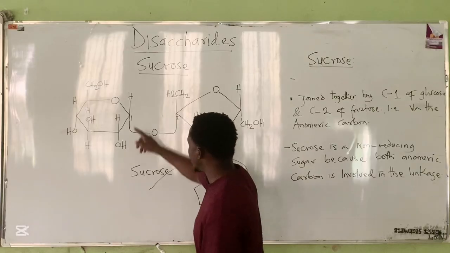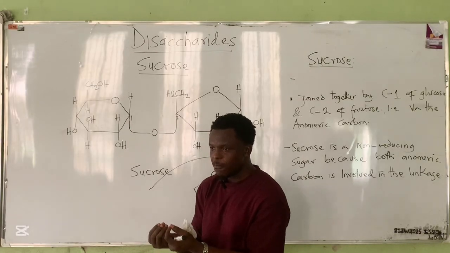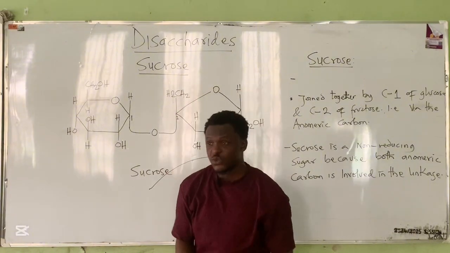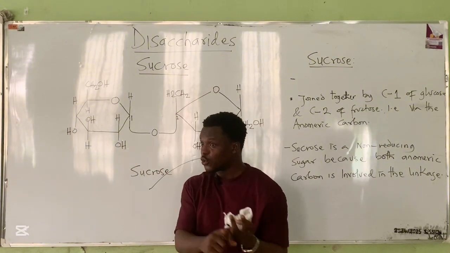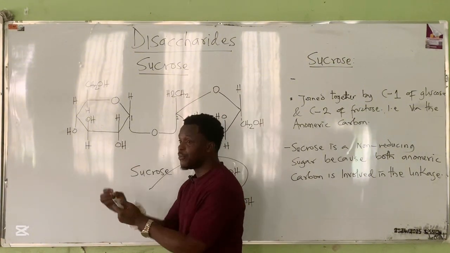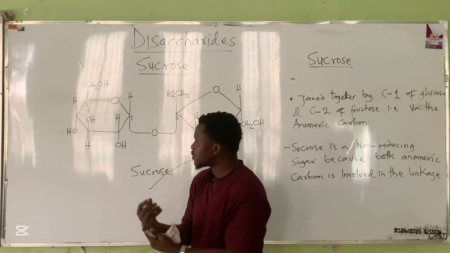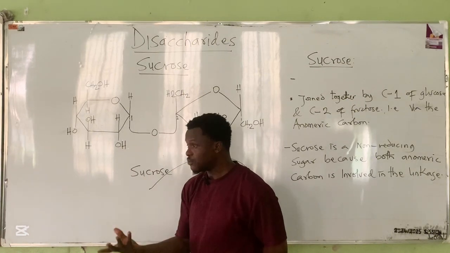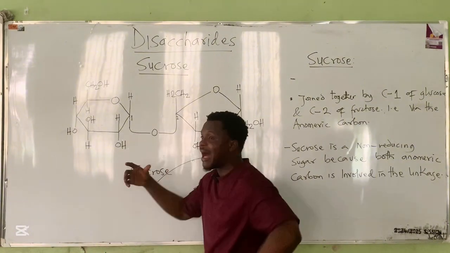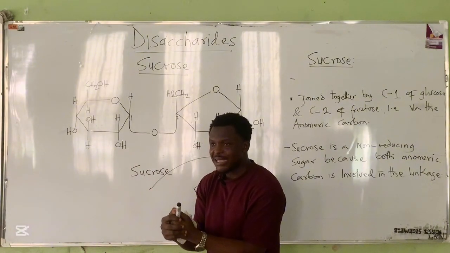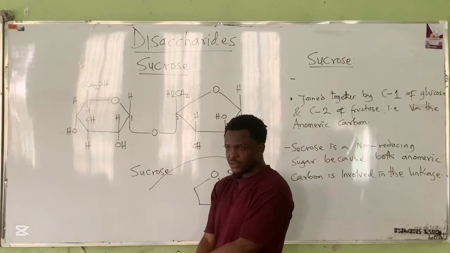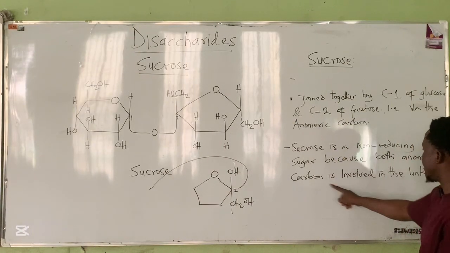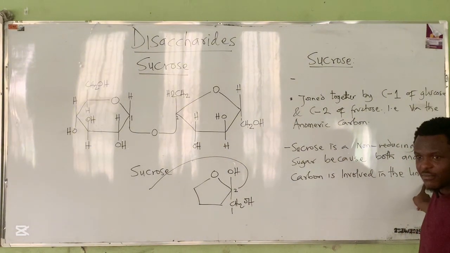So in this case, anomeric carbon is what is responsible for oxidation, is it not so? When it was a straight chain, that was the aldehyde and the ketone group. When you convert it to a ring, it becomes the anomeric carbon. So as long as any one of them is free, it can still exhibit reducing property. But once both of them are locked, it can no longer exhibit that property. I don't know if you get me. So the reason why sucrose is a non-reducing sugar is because both anomeric carbons are involved in the linkage.